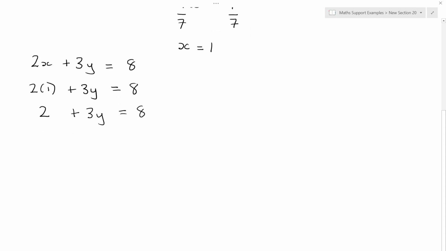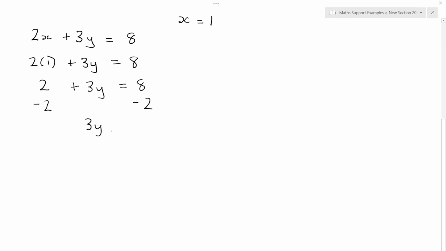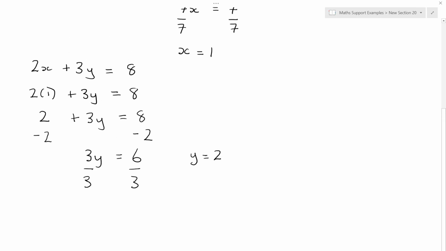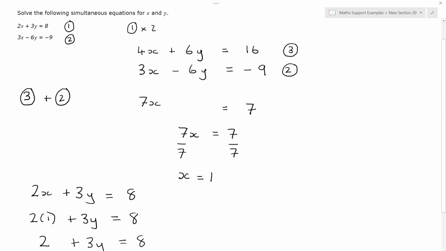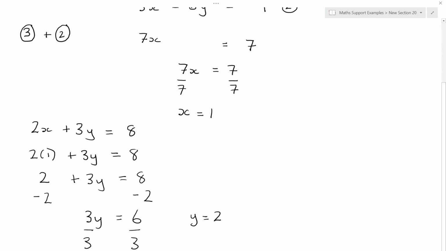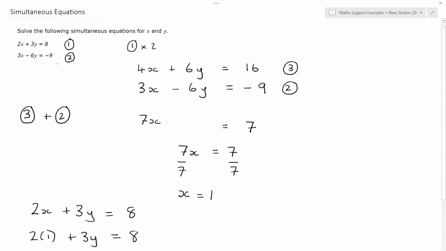And now I want to get this 3y on its own, so I'm going to subtract 2 from both sides to leave me with 3y is equal to 6. And dividing both sides by 3, I find that y is equal to 2. So I've got my solution, x is 1 and y is equal to 2. Now it's always a good idea to substitute your two values back into the equation that you haven't used, so substitute it back into equation 2 and check that the values work.